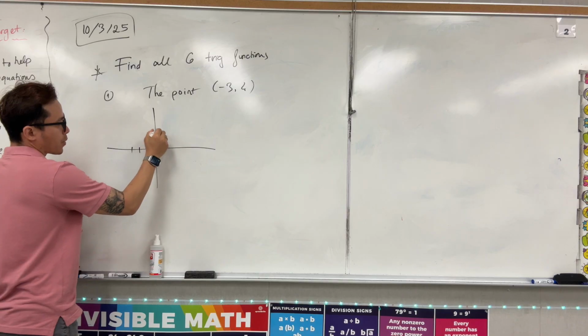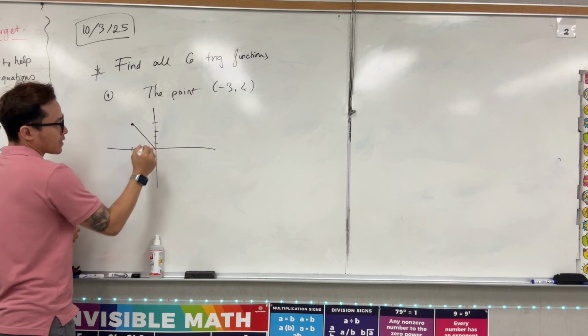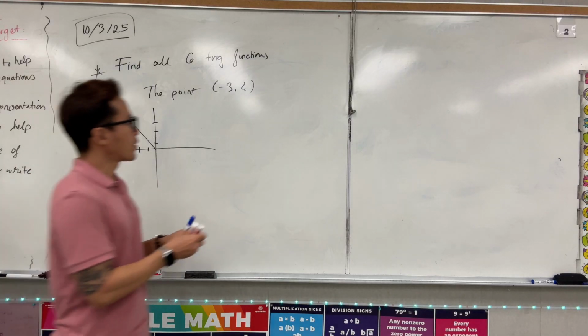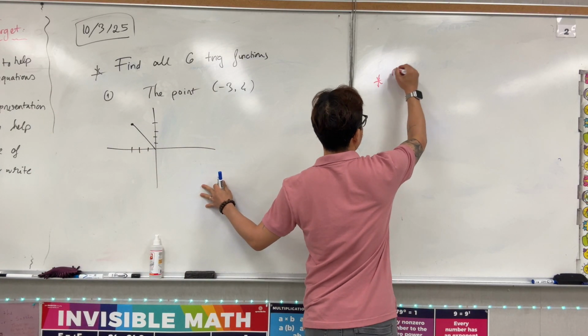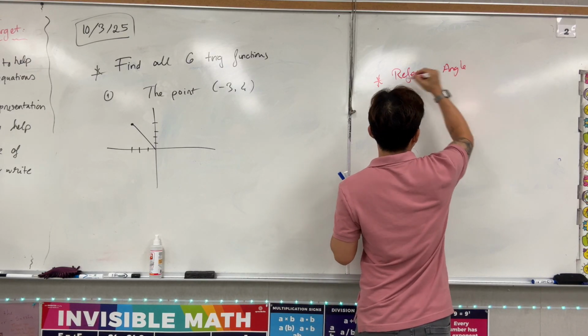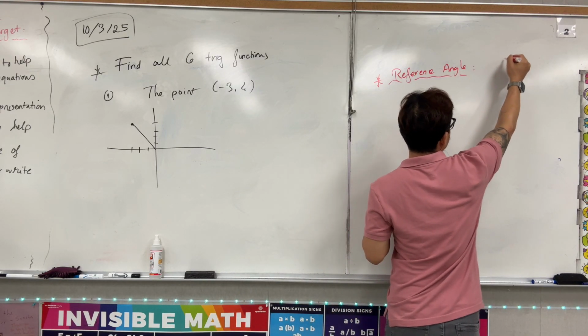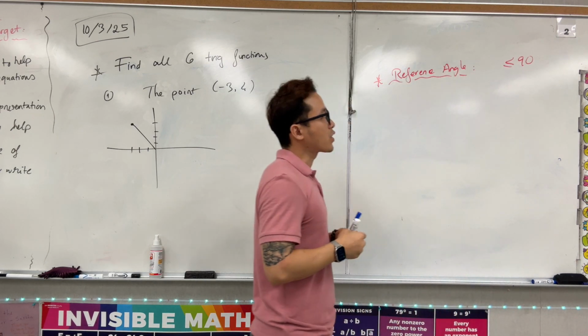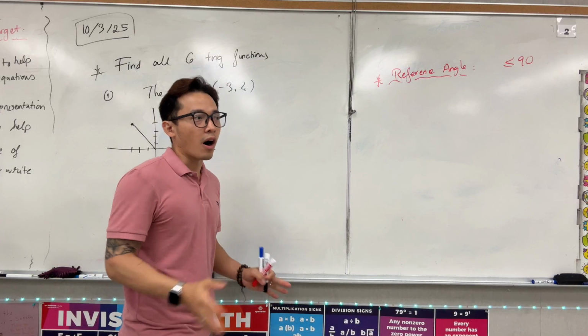(-3, 4). Where's the point? The point is here, right? So when they ask you this, that means they're going to ask you about reference angle. Did we talk about reference angle? We did. Reference angle is the angle always less than or equal to 90, but that's going to help you to find all the angles.